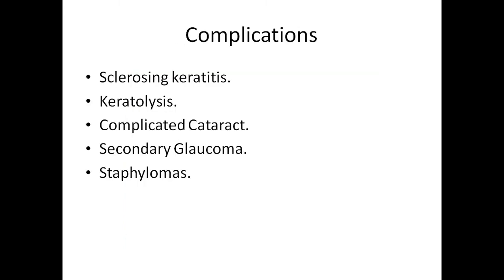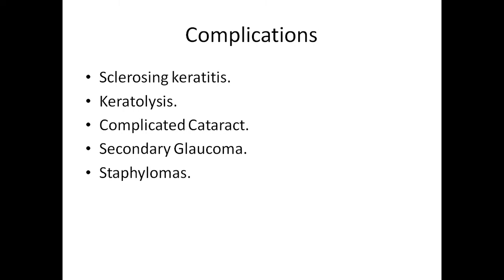So what are the complications of scleritis? As I told you, scleritis is always associated with keratitis. Every attack of scleritis, you will see opacity in the stroma of the cornea. So the whole cornea, the periphery of the cornea, will become white. So it is known as sclerosing keratitis. The cornea will become like a sclera because of repeated attacks of scleritis.